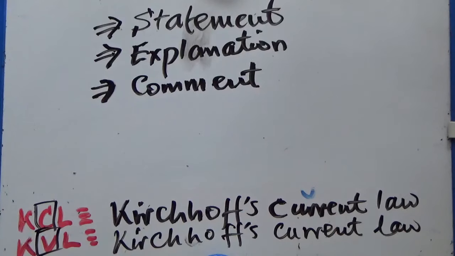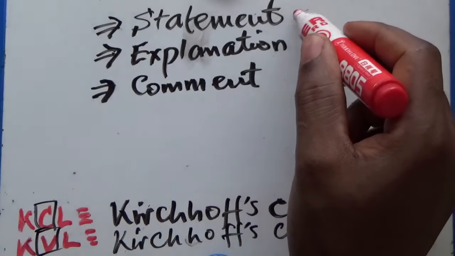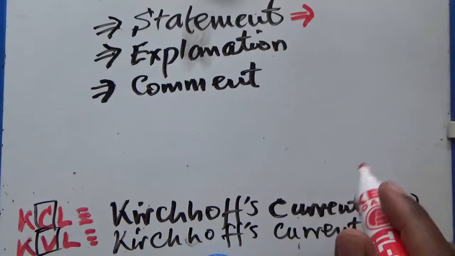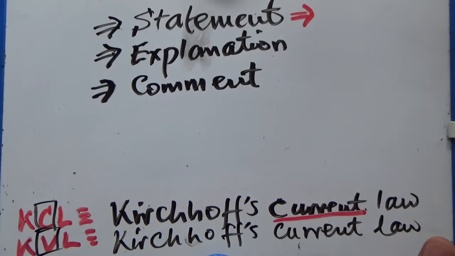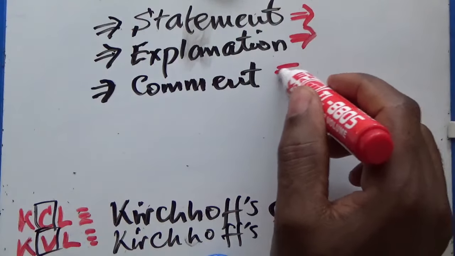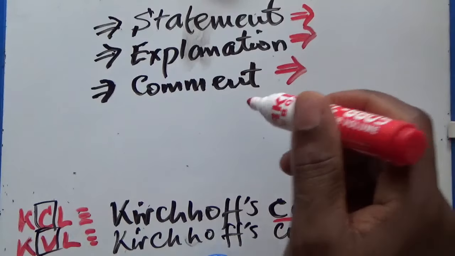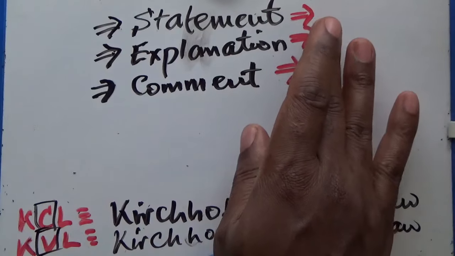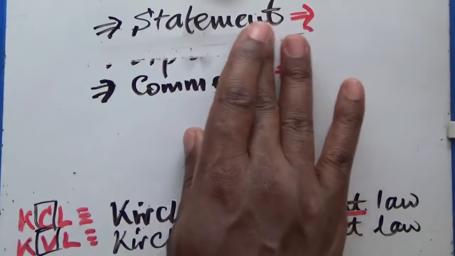We are together in this. For example, we are going to state the current law. After stating it, explain it, and comment on what makes it this law. So first thing first, we look at the statement.